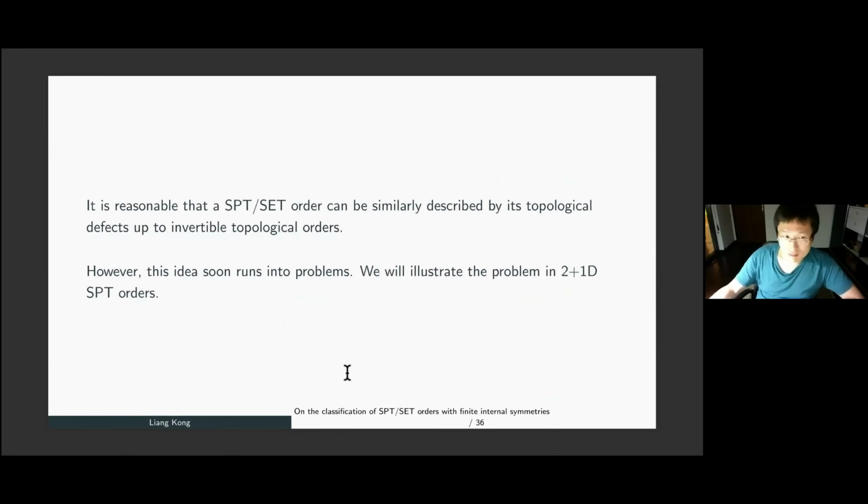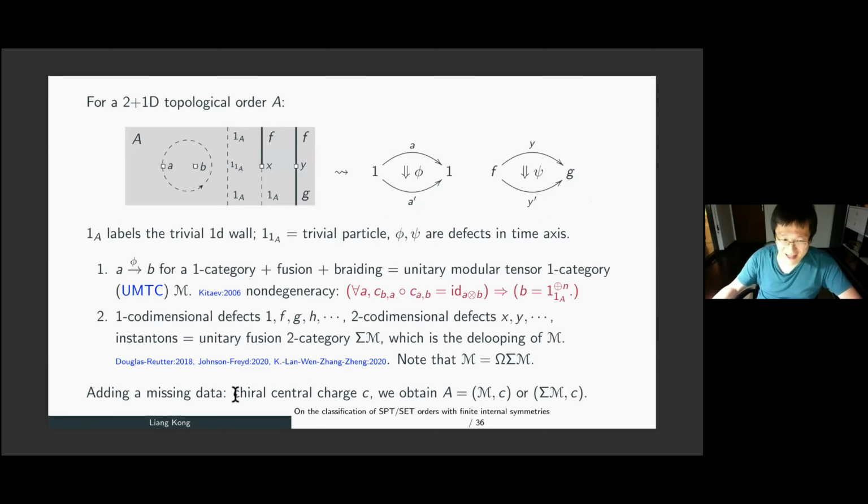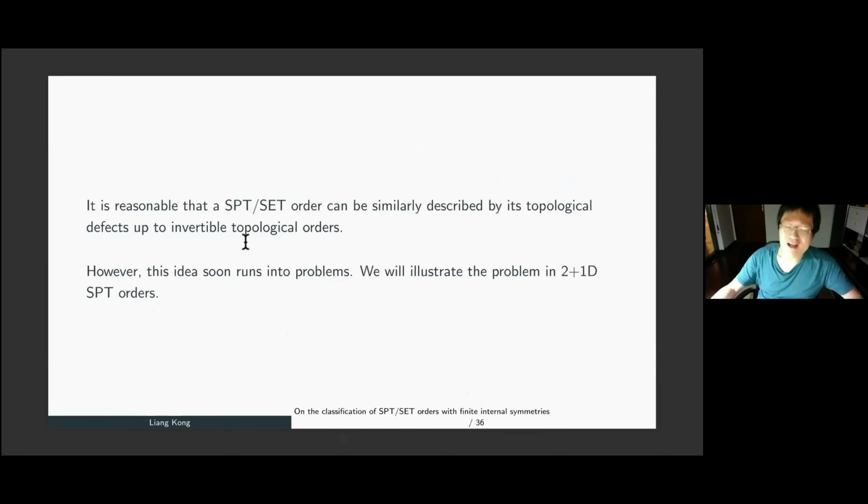If this is true, then it's only reasonable that SPT, SET order can also be similarly described by its topological defects up to so-called invertible topological order. This invertible topological order in this case is exactly captured by a chiral central charge. I'm also going to ignore that. So what is an invertible topological order? By definition, it does not have any topological defect in it. That's invertible topological order. This is something that we cannot see from topological order.